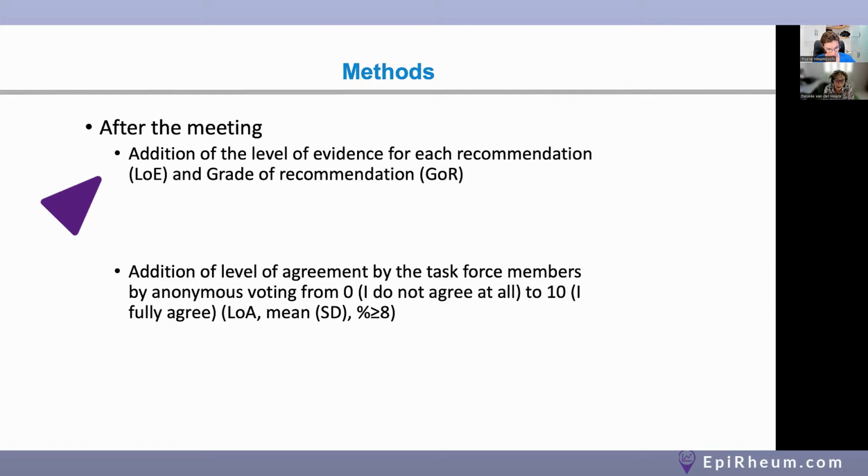And with this level of evidence and grade of recommendations, all recommendations in one table are sent to the task force members. For each recommendation, they have to give a score from 0, I do not agree at all, to 10, I fully agree, on a numerical rating scale. This is then presented as a mean, the standard deviation, and also the percentage of task force members who give a score of 8 or more.